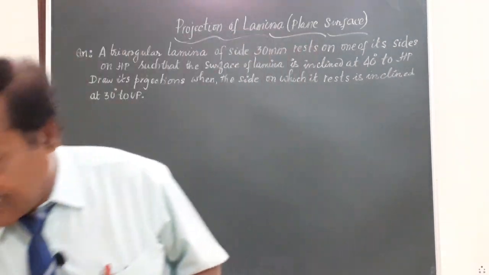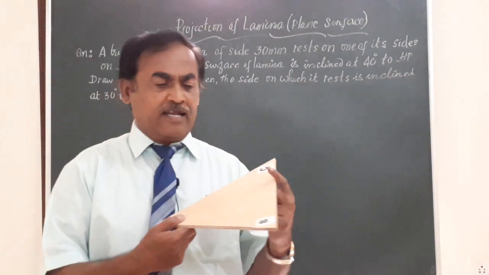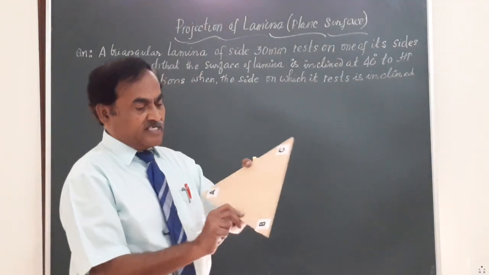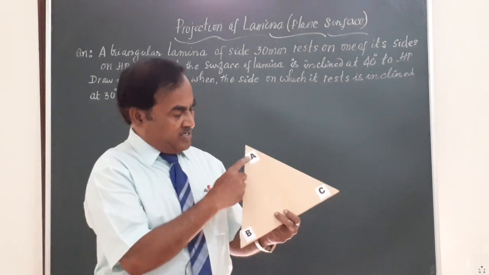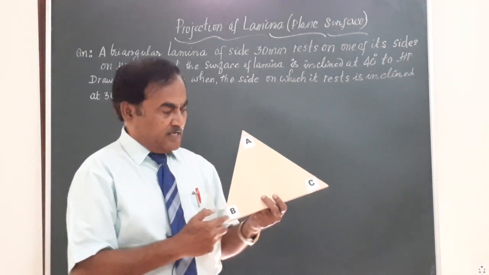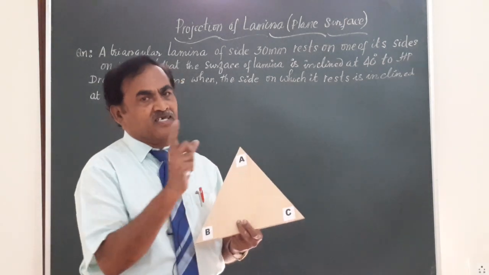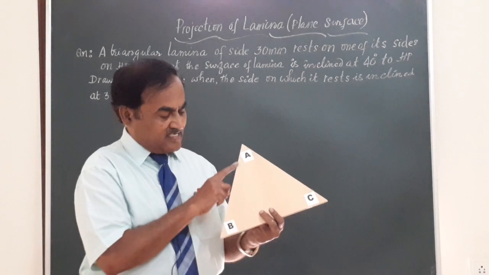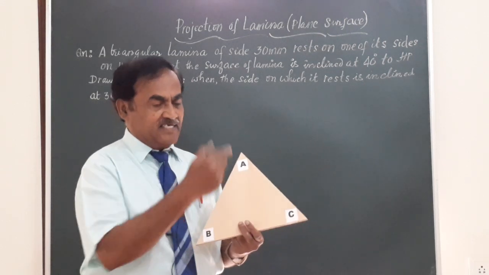In the question he says we have a triangular lamina. The side measures 30 mm. So, this is a triangular lamina. I have A, B, C as the three corners. AB is one side of the lamina, BC the second side, CA the third side. So, there are three corners A, B and C, and three sides AB, BC and CA.